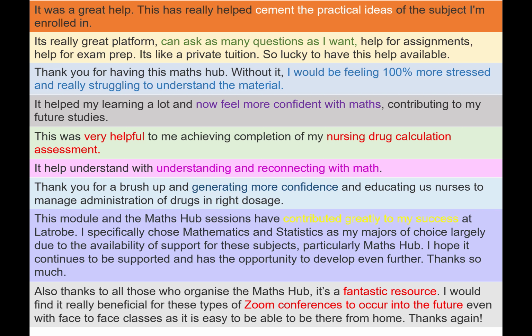Another says, "Without it I would be feeling 100% more stressed and really struggling to understand the material." Someone else says, "Now I feel much more confident with maths." Another student said, "Very helpful to me achieving completion of my nursing drug calculation assessment." Someone else says, "It helped me reconnect with maths." Someone else, "Generating more confidence, contributing greatly to my success, a fantastic resource."